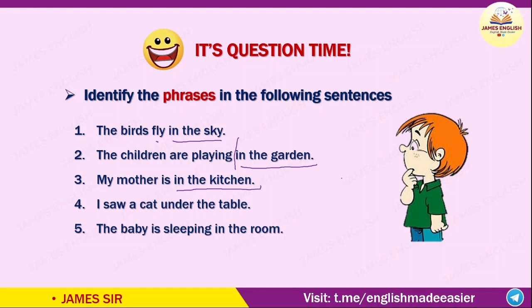Very good. I saw a cat under the table. Where? Under the table. So what is the phrase here? Under the table. The baby is sleeping in the room. Where is she sleeping? In the room. Hence we can say that in the sky, in the garden, in the kitchen, under the table, in the room, all these are known as phrases.